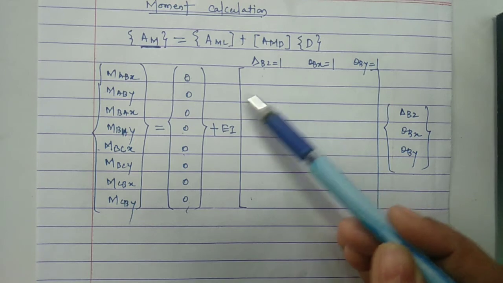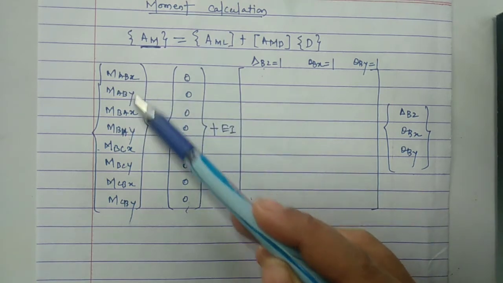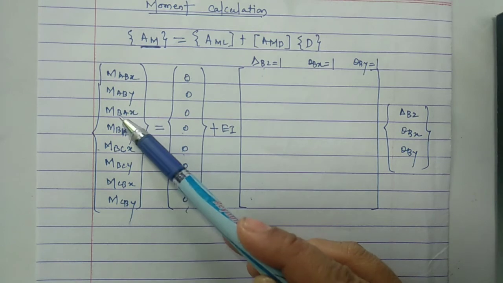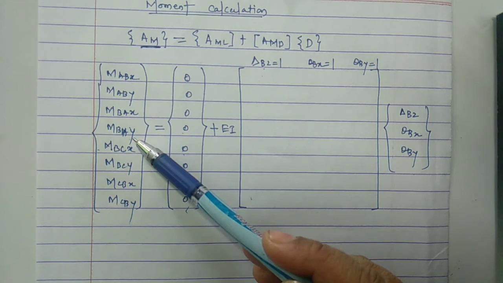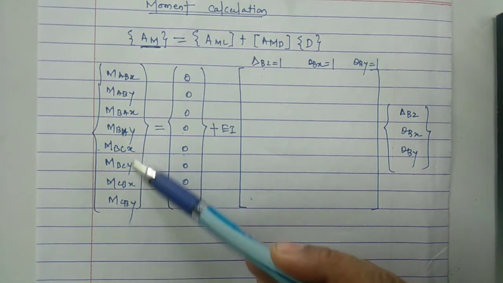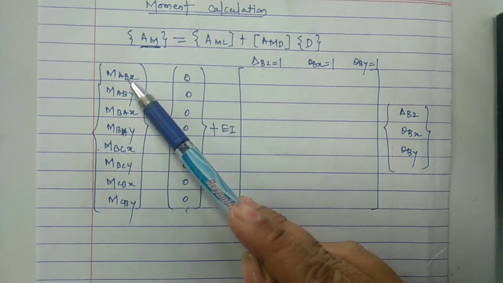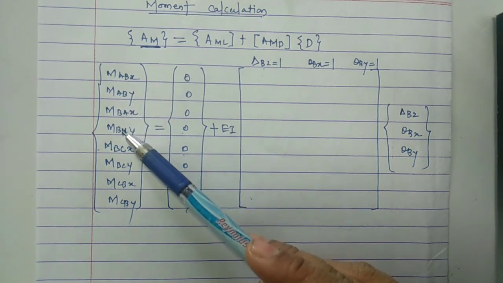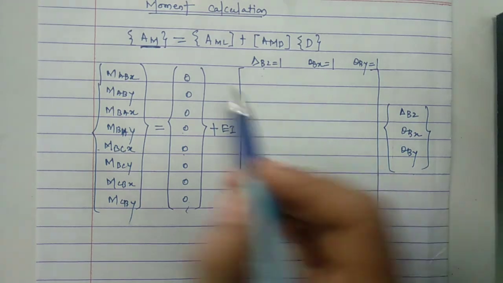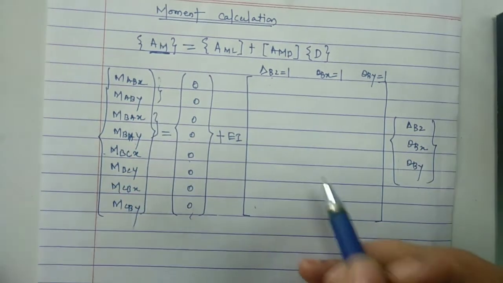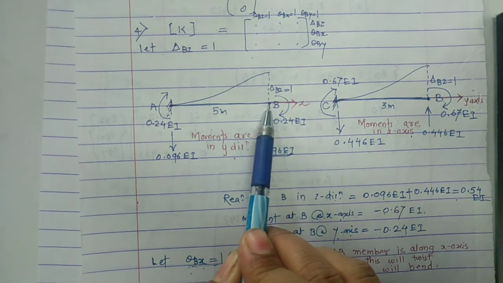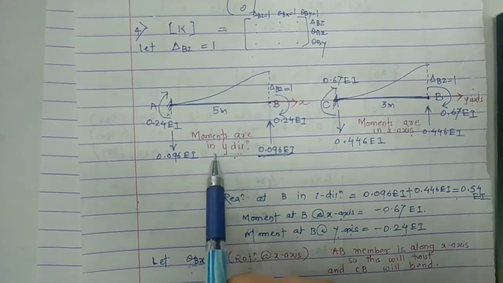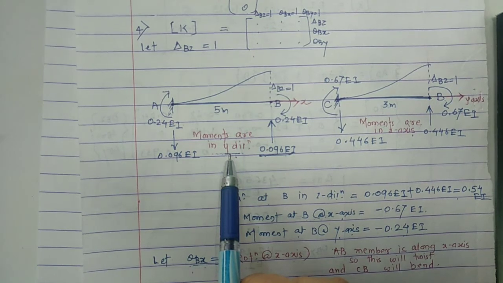Okay, so if you see clearly, these first 4 values are for the AB member: AB, AB, BA, BA. The very first 4 values are written from the AB member, and the next 4 values are written from the BC member. So the first 2 are at A, the second 2 are at B for the AB member. So let us write here first these 2 and these 2 from delta BZ equal to 1. So when delta BZ equal to 1, moment at A, moment at B. So these 2 moments are in Y direction.